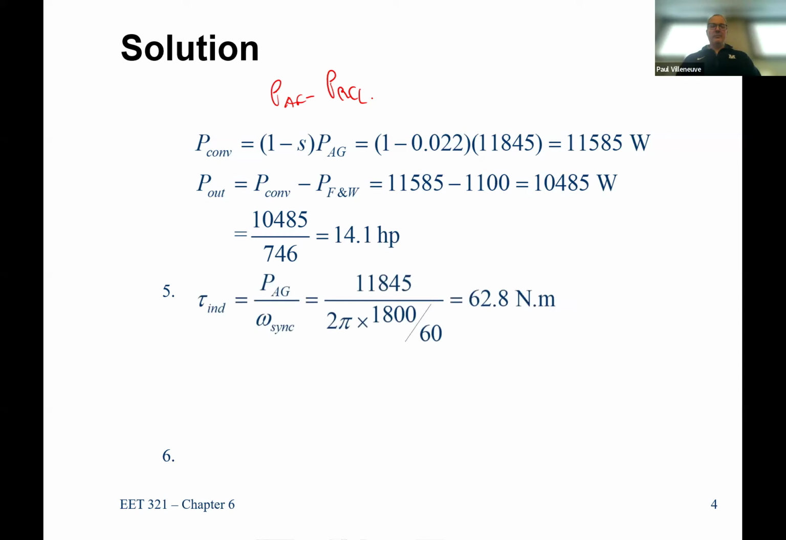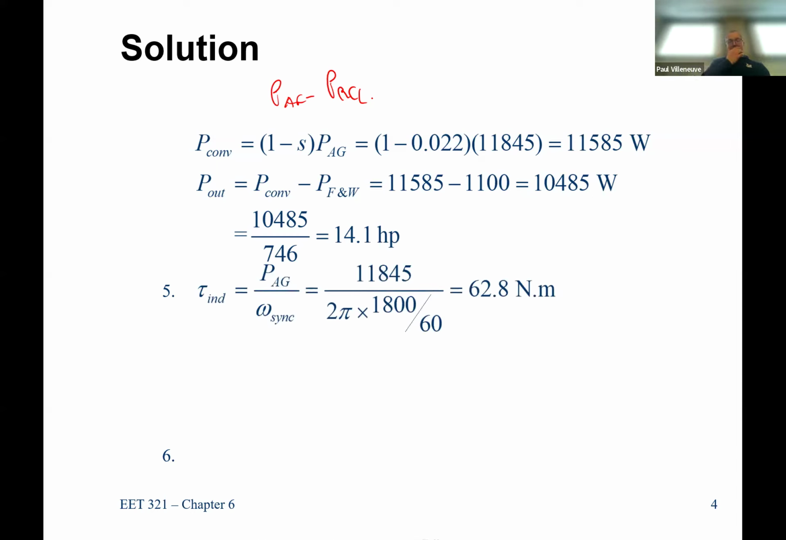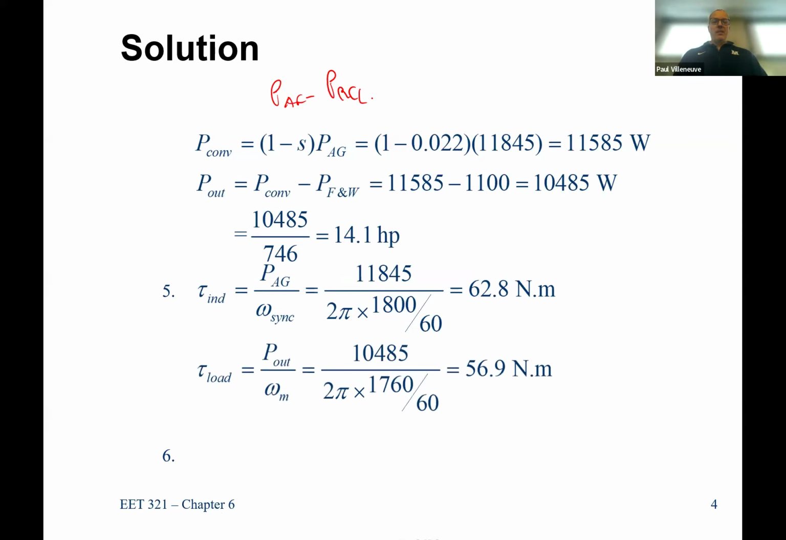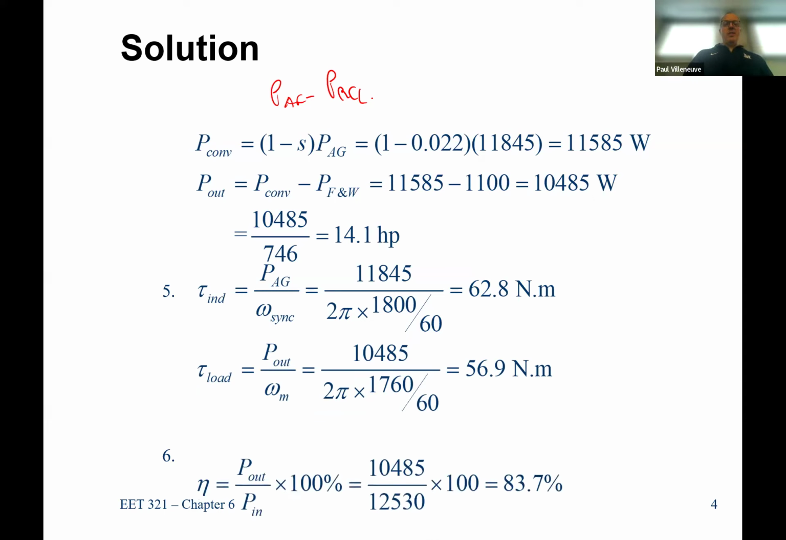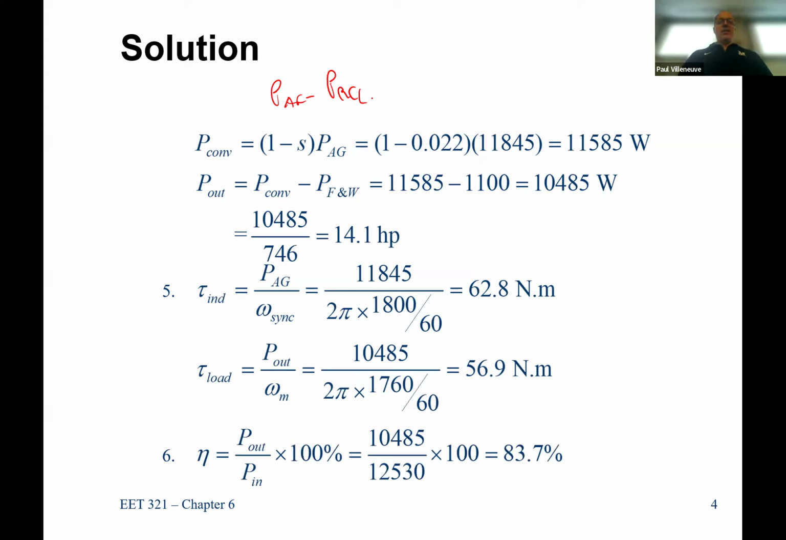Now I'm going to go ahead and calculate my induced torque. Air gap power divided by synchronous speed, 62.8. These are in Newton meters. My load torque, the actual torque that is available mechanically, is the output power divided by the actual speed of operation, 56.9 Newton meters. And then lastly, my efficiency, P out over P in, is 83.7%, which is pretty low.